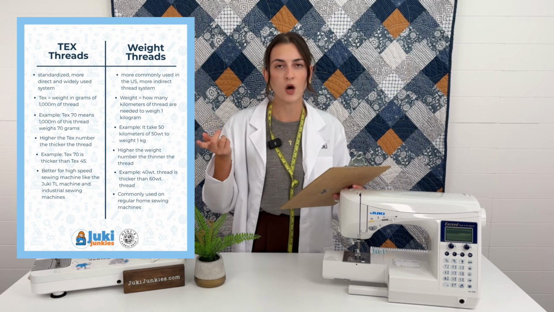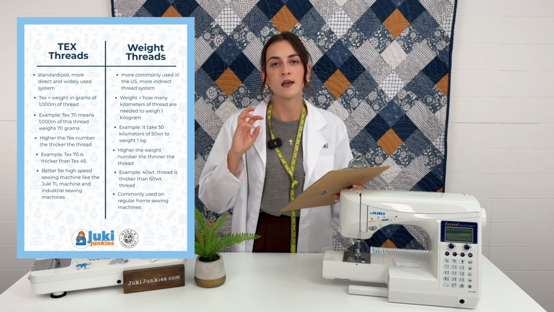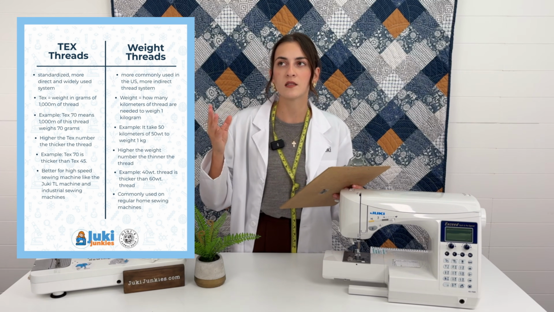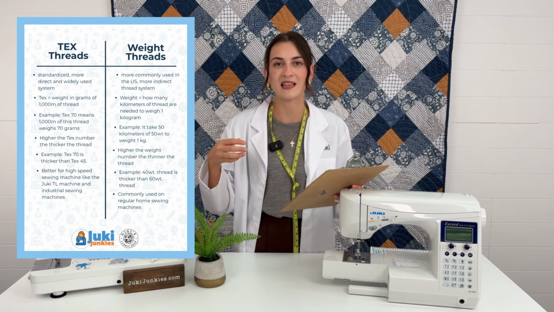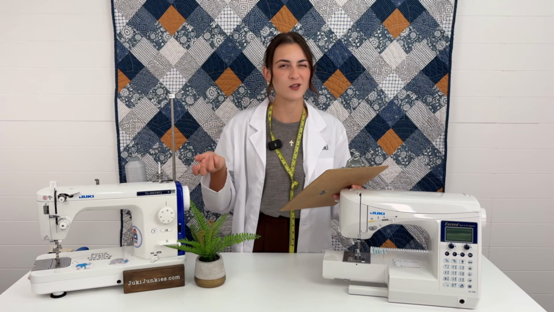And also another thing to note, with weight threads, since it's not so standardized like Tex is, sometimes you'll notice little discrepancies between threads, like home sewing threads. Like if you look at one brand's 40 weight and another brand's 40 weight, they might look and feel different, although they're the same. So a little bit different, a little more confusing, but hopefully by the end of this video, it'll make more sense.